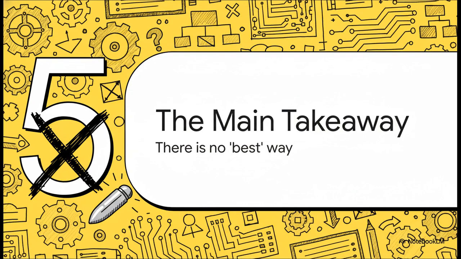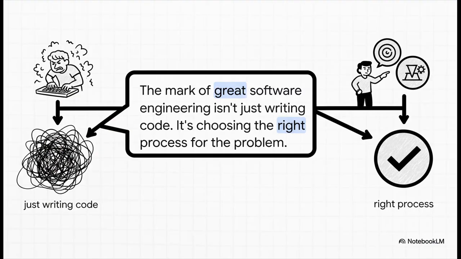So what's the big takeaway here after looking at all these different ways to build software? It's pretty simple, actually. There is no one-size-fits-all answer. There's no single best way to do things. Look, the mark of a truly great software engineer isn't just about how well they can write code. It's about being a strategist. It's about looking at a problem, really understanding it, and then deliberately choosing the perfect recipe for that specific job to get it done right.